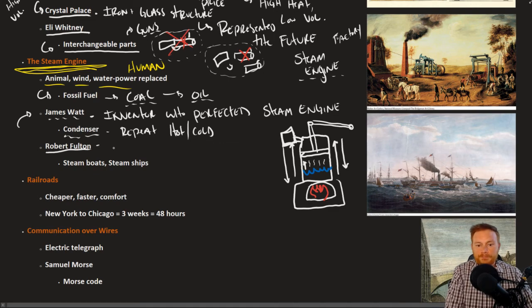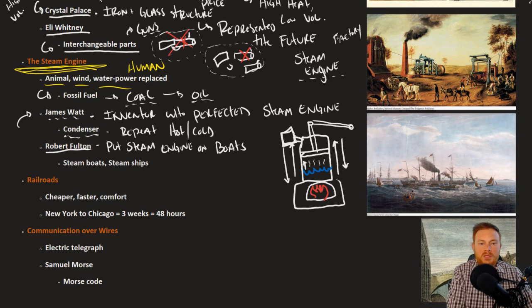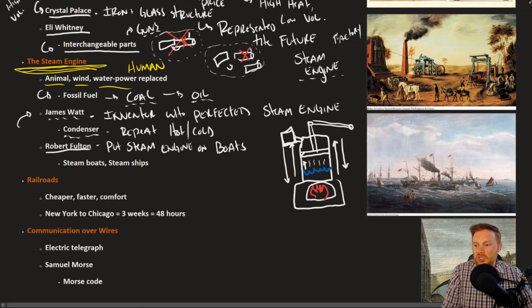Robert Fulton put the steam engine on boats, right? He was the inventor when it came to boats. Here you can see in this image, this is a ship with a steam engine. You can see the smoke coming off. That would have been where the coal was being burnt.